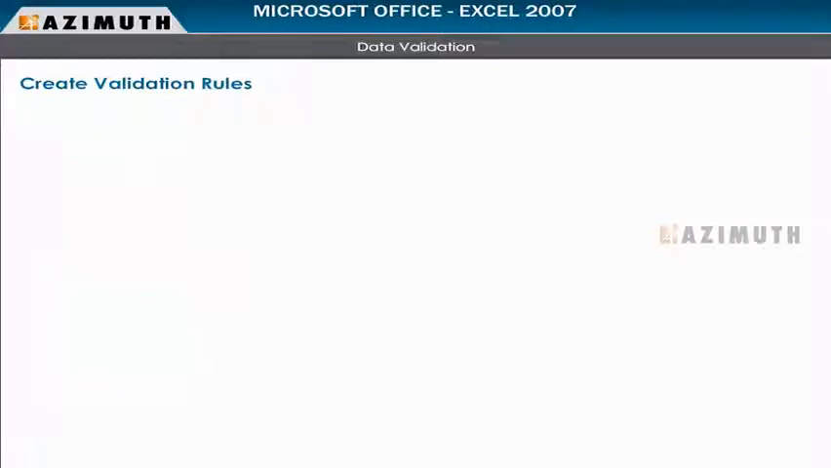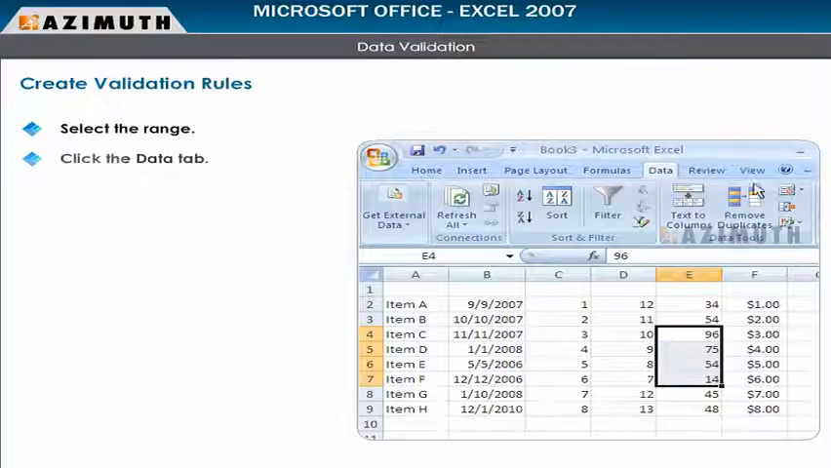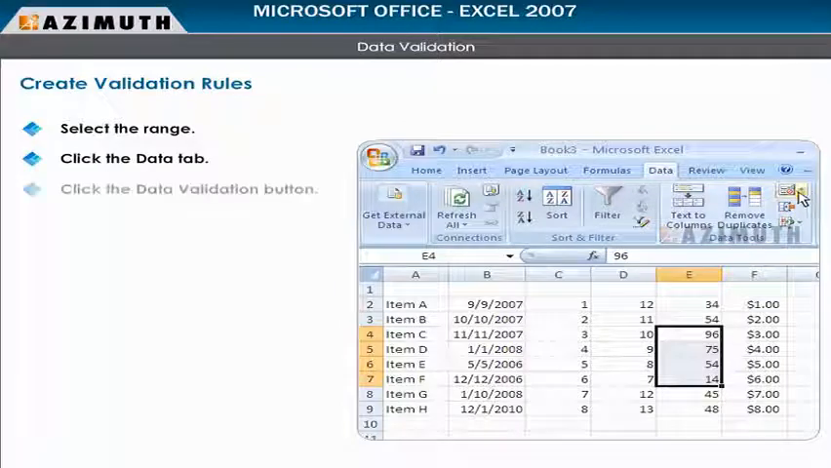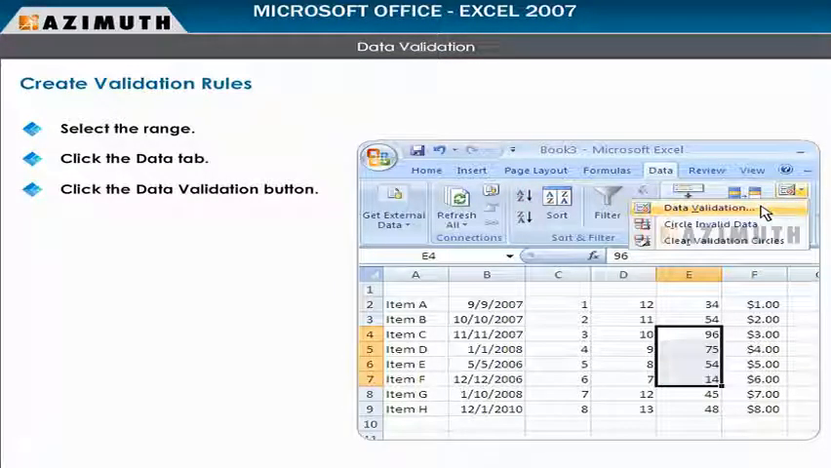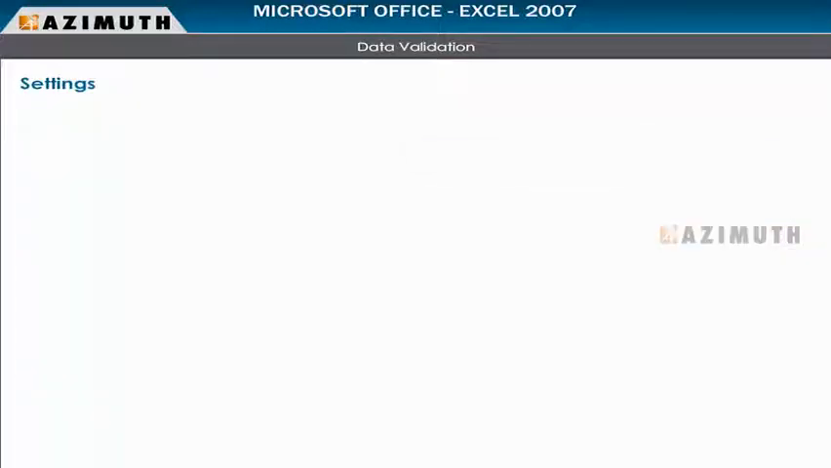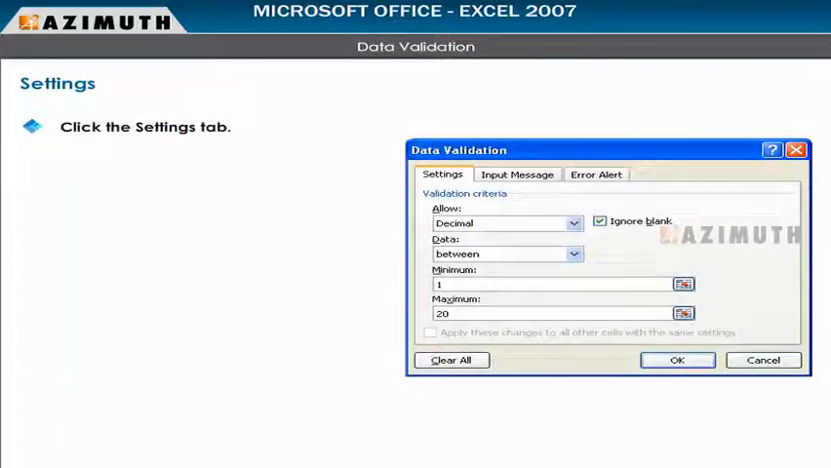Create validation rules. Select a range. Click the Data tab. Click the Data Validation button. Settings. Click the Settings tab.